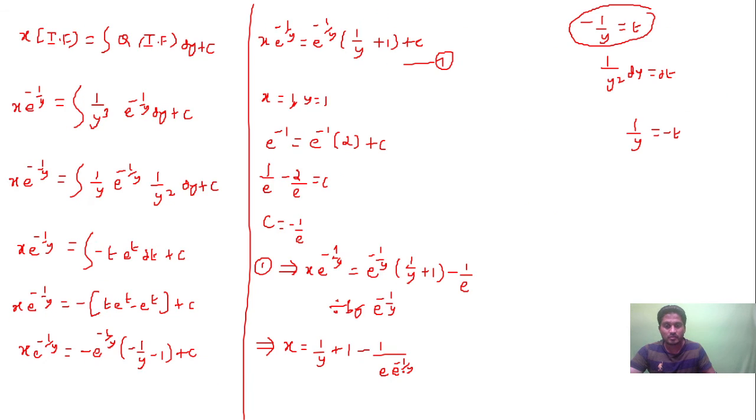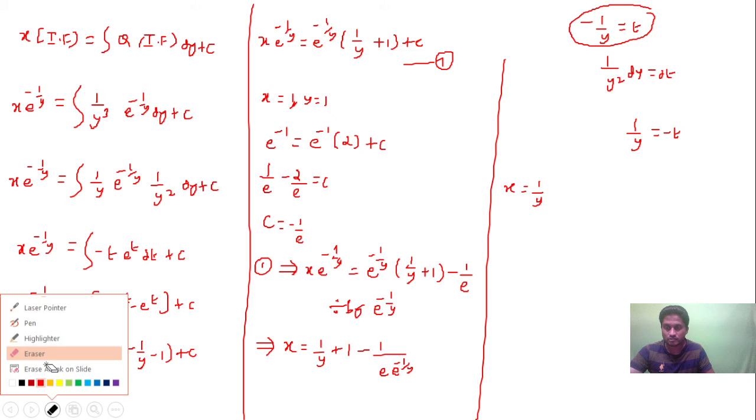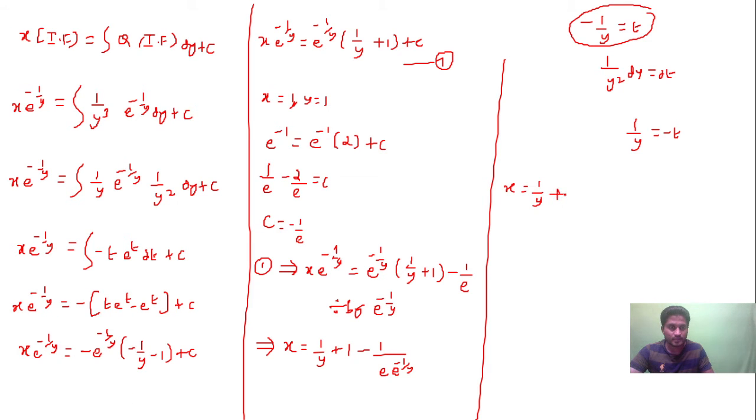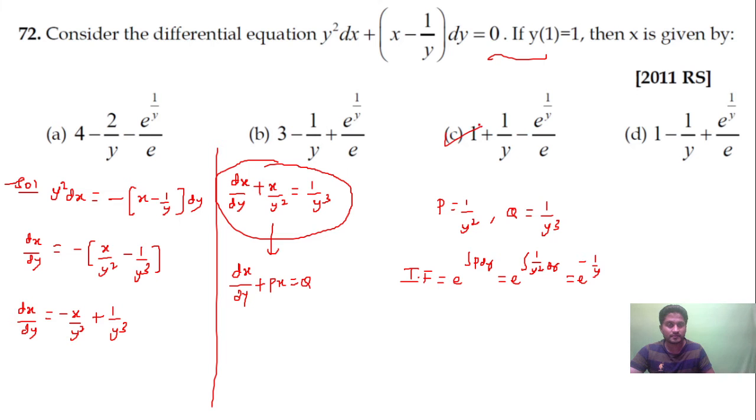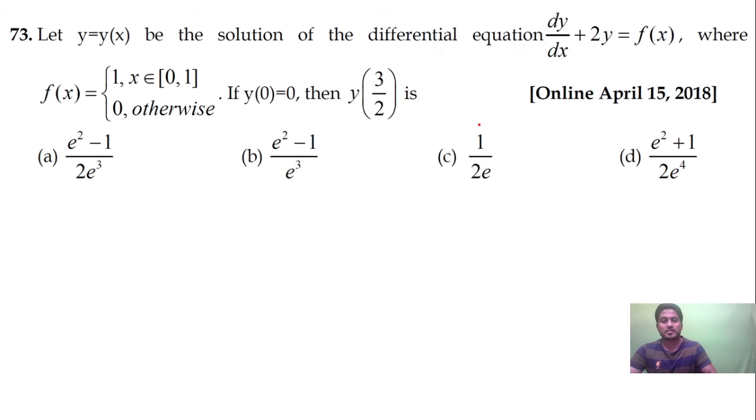Now, this is equal to x is equal to 1 upon y plus 1, plus 1. If we shift to the numerator, e to the power of 1 by y, divided by e. That's the answer, guys. Answer is option C. Right, let's move to the next question.